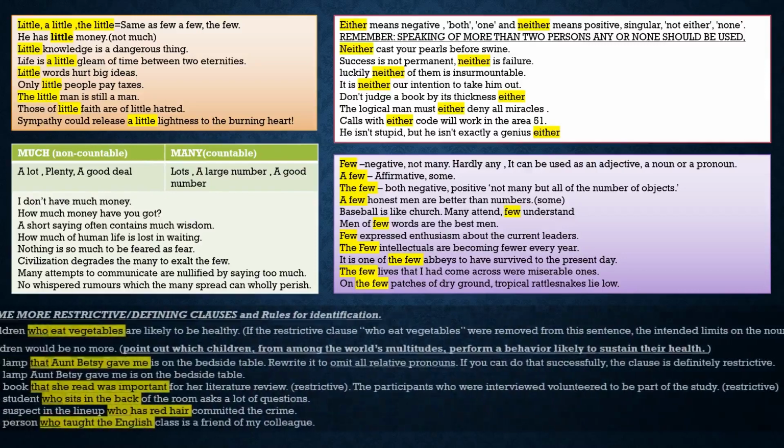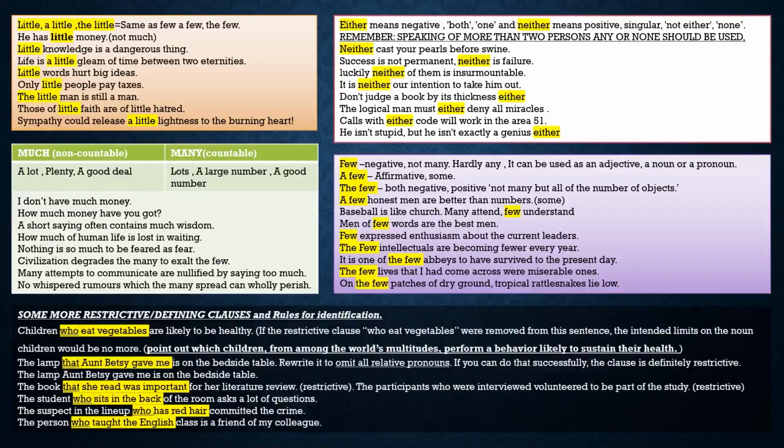Welcome back to some more restrictive or defining clauses and rules for identification. Children who eat vegetables are likely to be healthy. If the restrictive clause who eat vegetables were removed from the sentence, the intended limits on the noun children would be no more. It points out which children, from among the world's multitudes, perform a behavior likely to sustain their health.